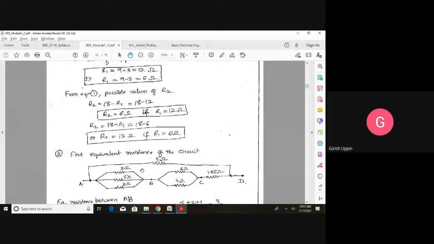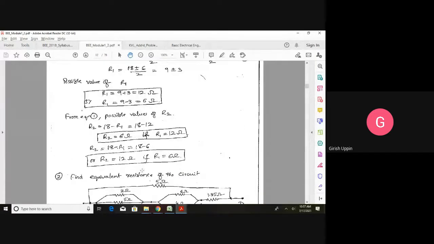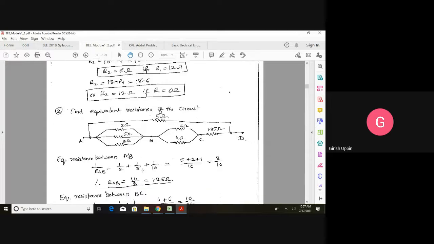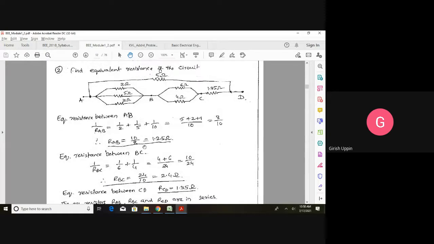And in the solution, if you get a negative value, you should not choose that value. You should choose the positive value, because the resistance cannot be negative. Now this is another question. Here in this problem, we have to find the effective resistance of this circuit.